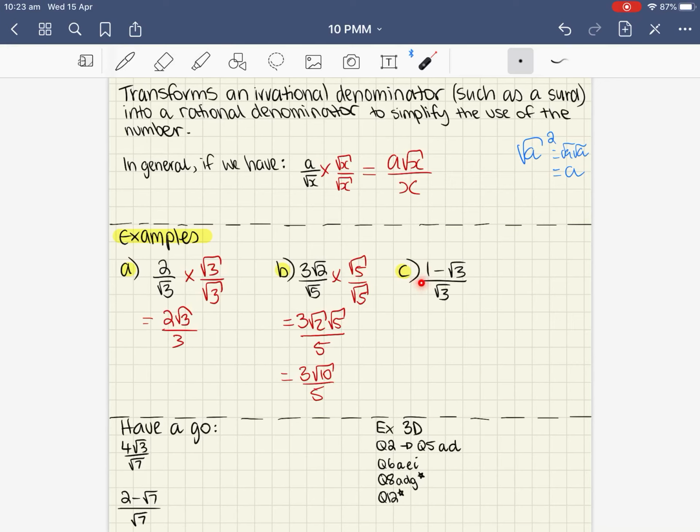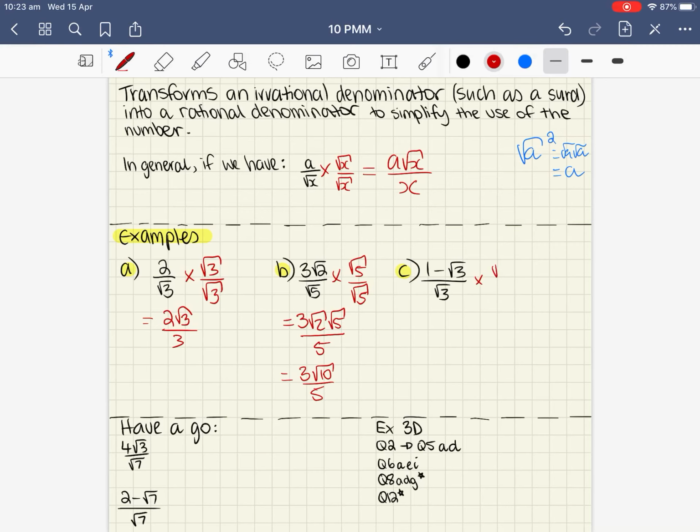Question C is a little bit more challenging. Take the time now and see if you can have a go at this, remembering that there's an invisible bracket on the top there, yeah? All right, let's do it.